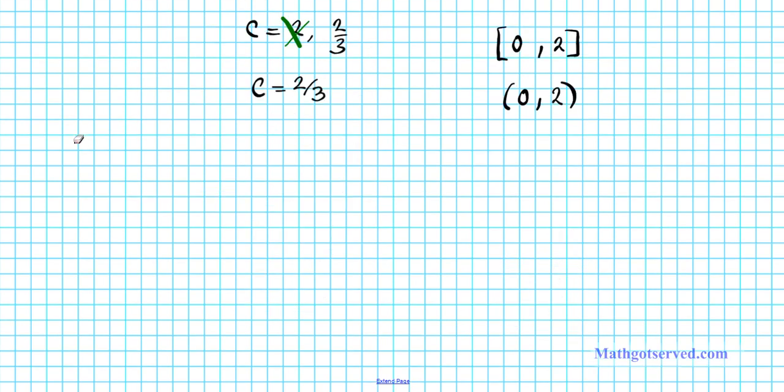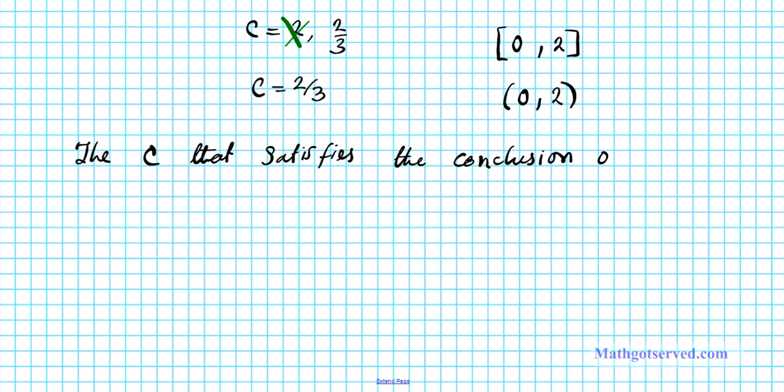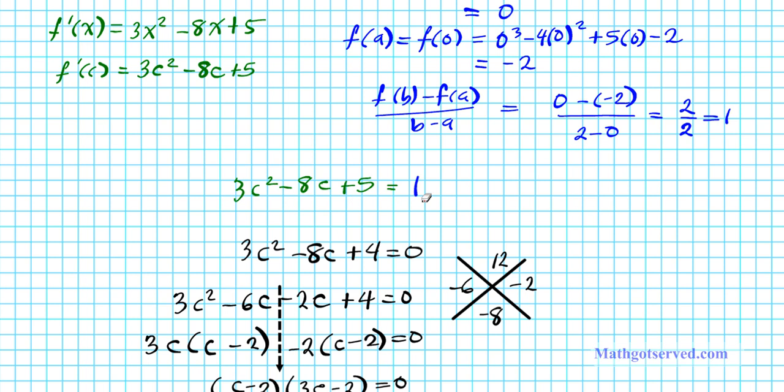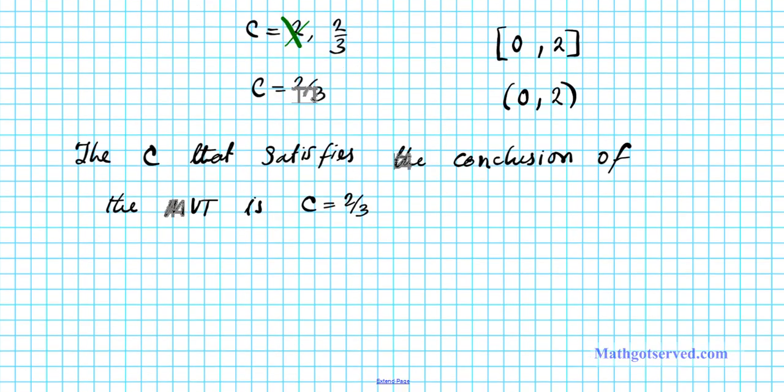Okay, so in conclusion, the c that satisfies the conclusion of the mean value theorem, we can call it MVT, is c equals 2/3. Okay, so the slope of the tangent line when c equals 2/3 should be equal to the slope of the secant line. Okay, and the slope value that we're talking about here is the value of 1. Okay, so that's that.